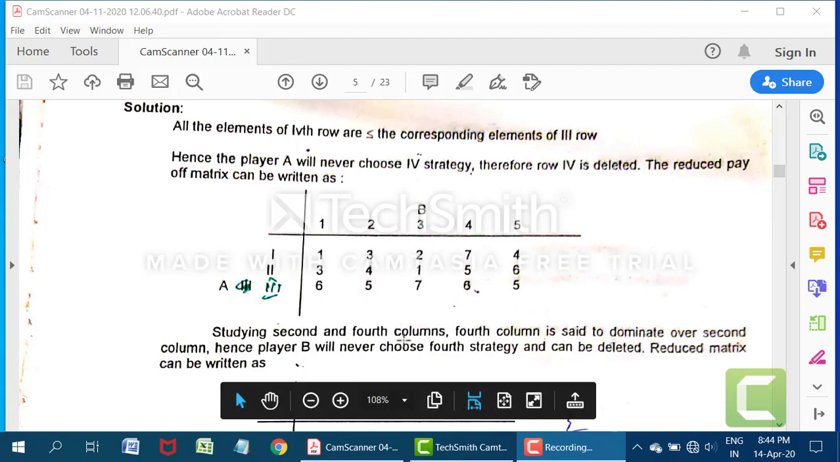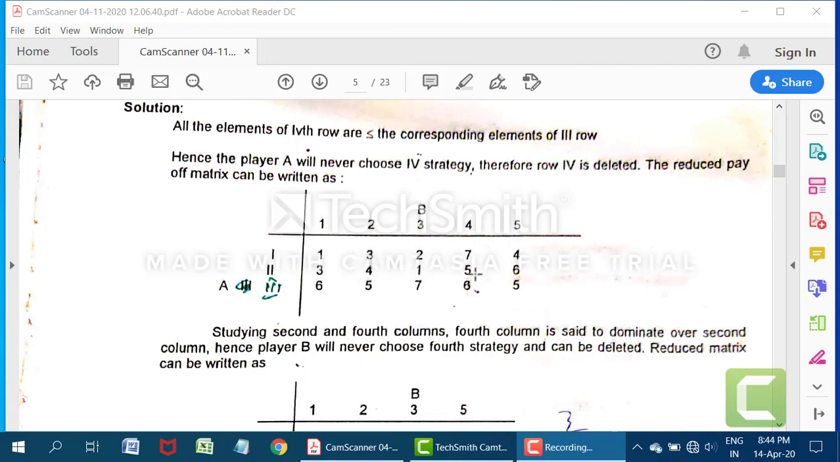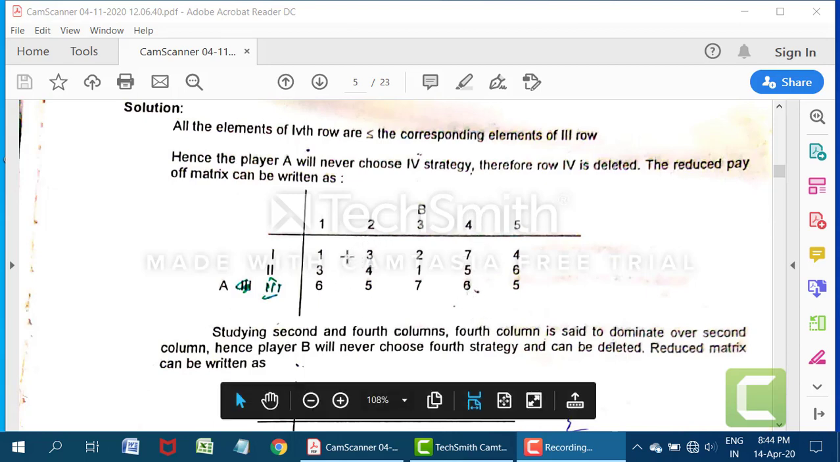See here, studying the second and fourth columns. Second and fourth. 3 less than 7, 4 less than 5, 5 less than 6. Each and every element in the second column is less than or equal to the corresponding element of the fourth column. These are bigger losses for player B compared to these losses. Hence, he will never choose the fourth strategy. Hence, the fourth column will be deleted.